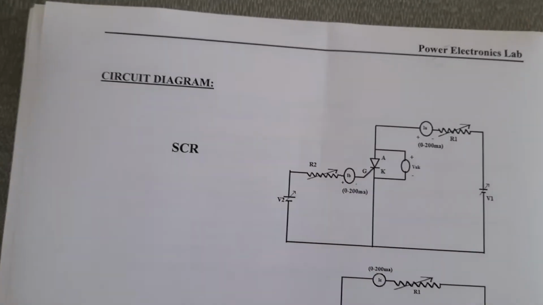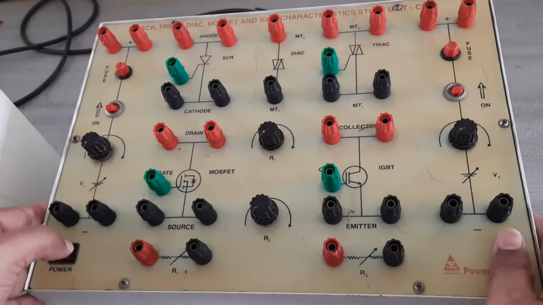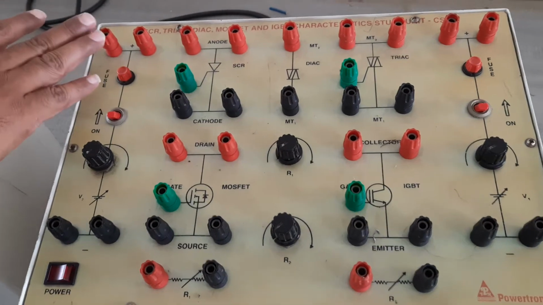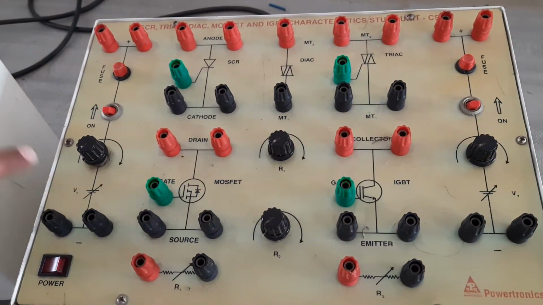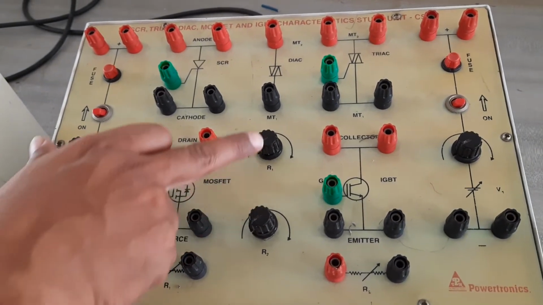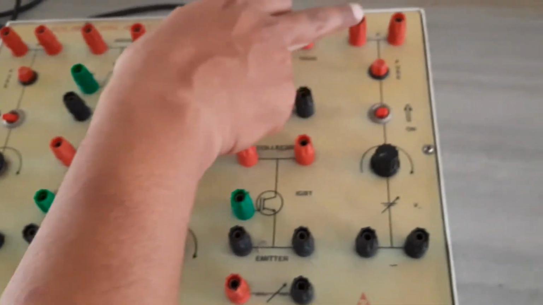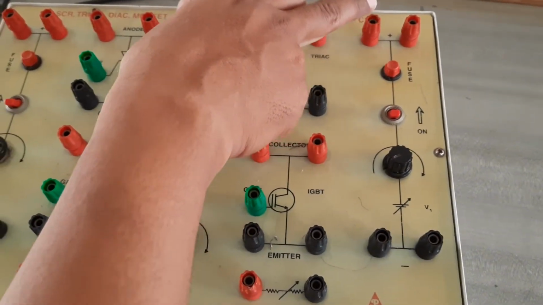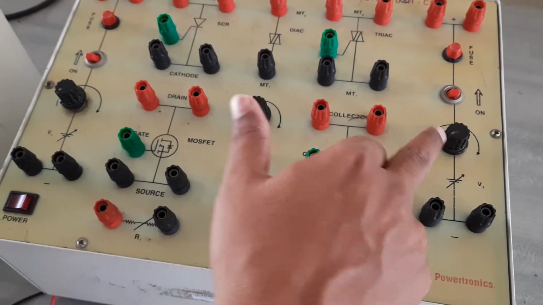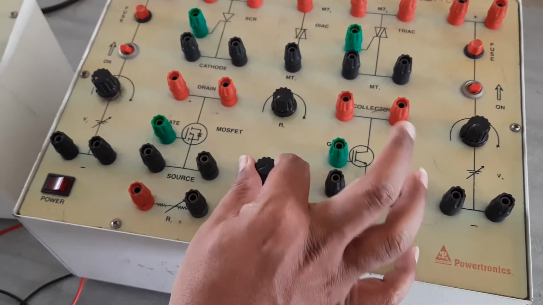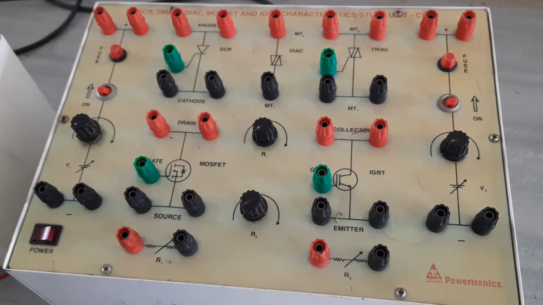First of all, if we see this kit, this is the positive terminal and this is the negative terminal for voltage V2, and here we have two resistances R1 and R2. We also have another voltage source, V1, with a positive terminal and a negative terminal. These are the knobs for varying the voltages. Initially we keep all these knobs in the rest position and also in zero position.